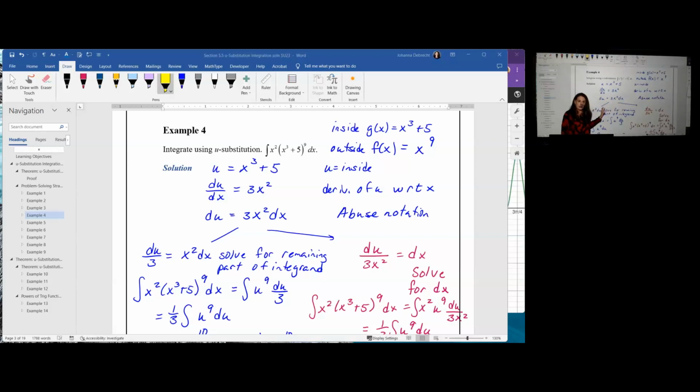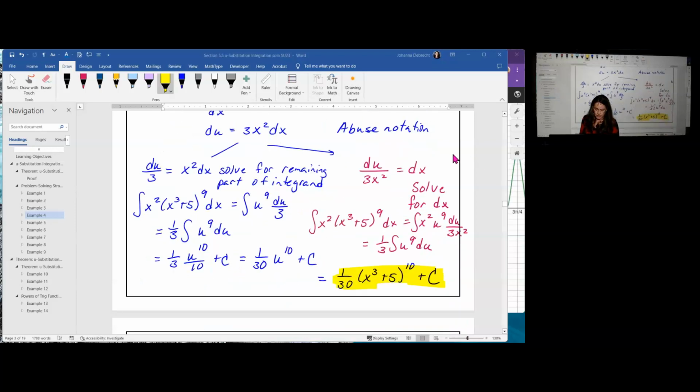Then we have a choice. We can either solve for the remaining factors in the integrand, the x squared dx, which would give us du divided by 3, or we can solve for the original differential, which is dx, which gives us du over 3x squared. Both methods work. They'll always work. Choose the one that makes the most sense to you.